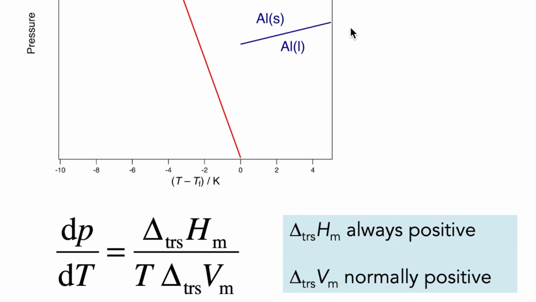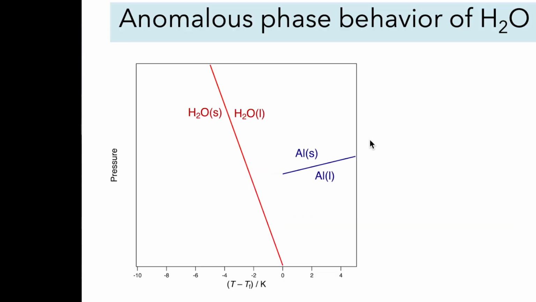Now, normally we would get behavior like this, right? Delta H for a transition is always positive, and normally delta V is also positive. So most materials, like aluminum here, expand upon melting. They contract upon freezing, and therefore you have a delta V that is positive at the transition and a positive slope here. Water, of course, has to be different because water is the most complex liquid.